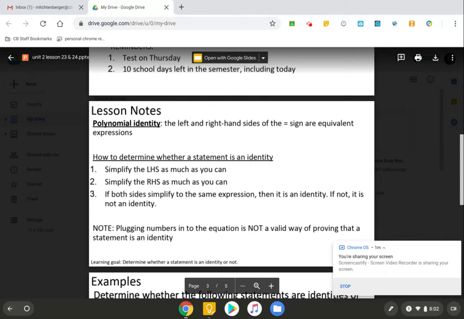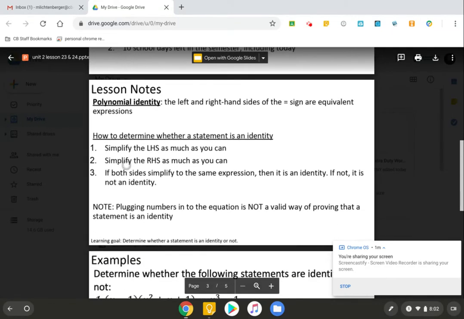The important thing I want to note is this note at the bottom of the lesson note slide, and this is going to come up in your test later this week. Simply plugging in numbers does not prove, is not a valid way of proving whether a statement is an identity or not. Okay.